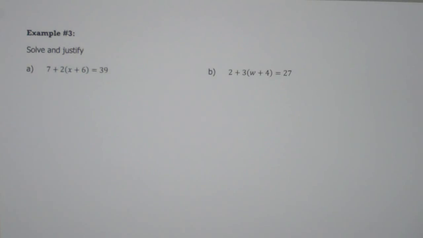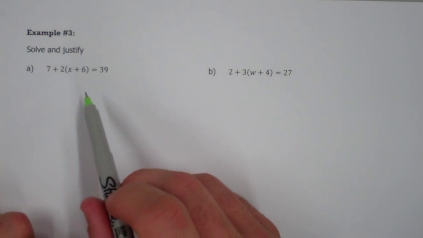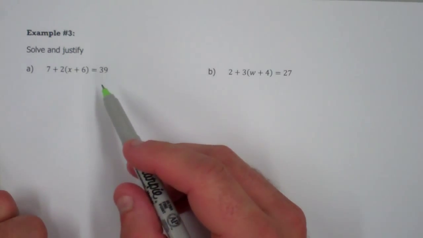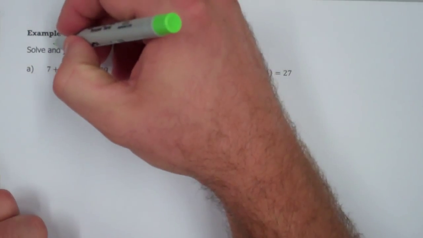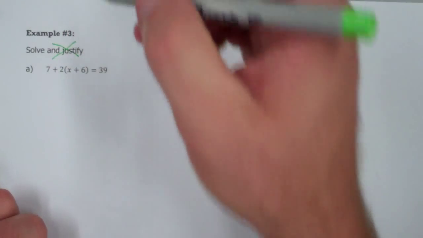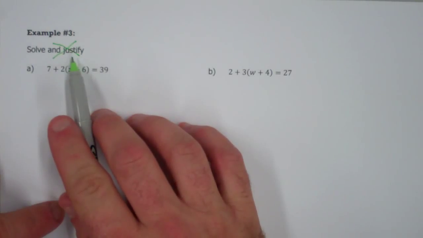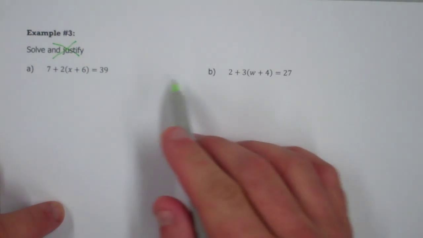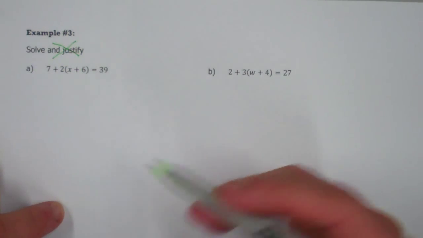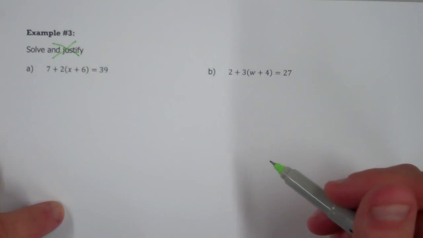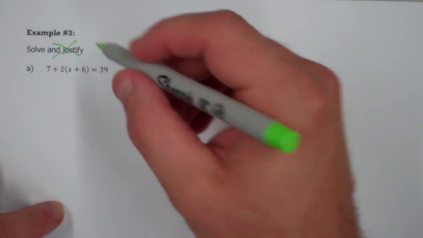In example 3, we need to solve and justify each one of these. We've been doing a lot of justification, so I'm just going to solve these and then I'll verbally tell you what I'm doing. If you were actually to have to justify these, you would just make your 2-column chart, or you could also write a paragraph on how you solved it, what you did.